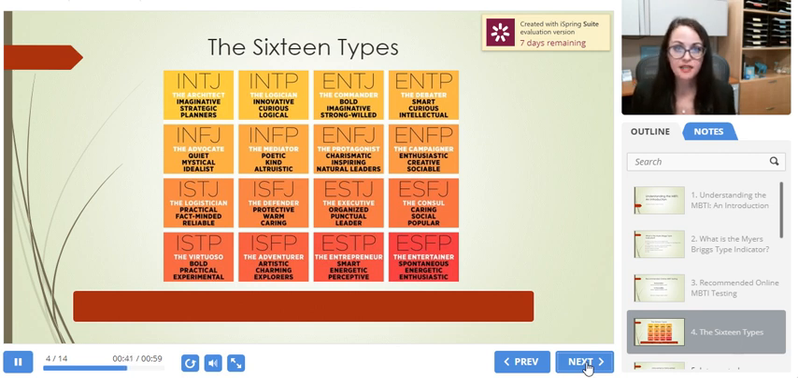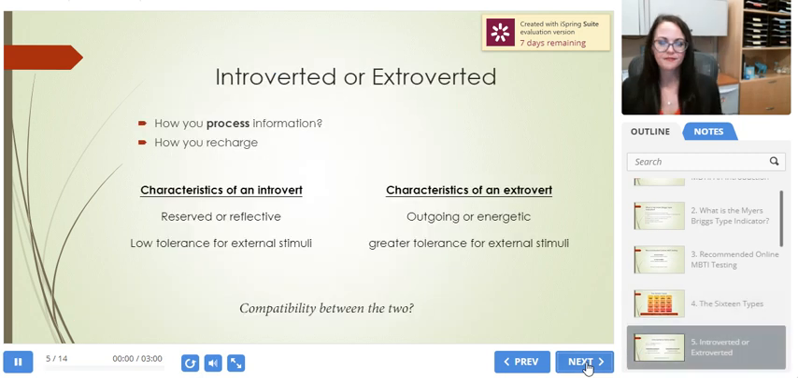You could be sensing or intuitive. You could be thinking or feeling or perceiving or judging. And if you've taken the 16 personalities, they'll tell you what kind of tendency you have for one or the other. Do you have a slight tendency, a moderate tendency, or a strong tendency?